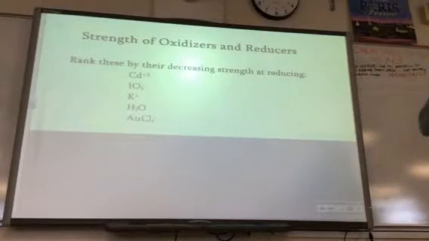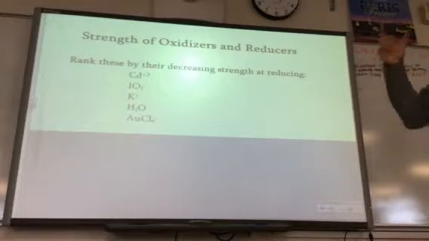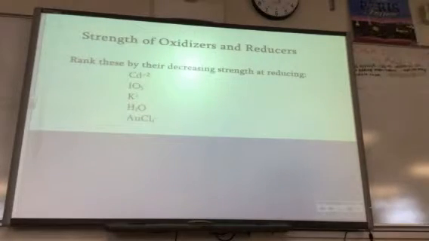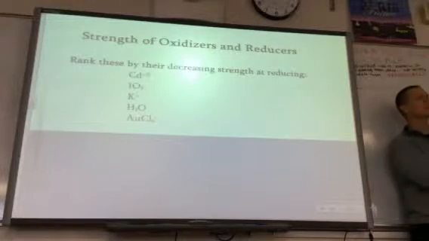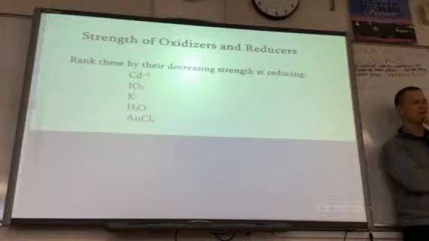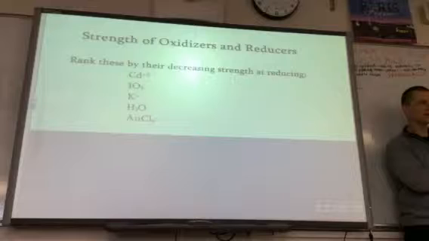In the next 2 slides, I'm going to ask you to rank the things that are the best at reducing to the worst at reducing. That's what I am asking on this slide. The next slide is going to be rank the things that are best at oxidizing to the worst at oxidizing. This first slide is the easier one, so we're going to get warmed up with this. You have to use that table, find the reduction potential of each of those 5 things, and rank them. Best at reducing to the worst at reducing.